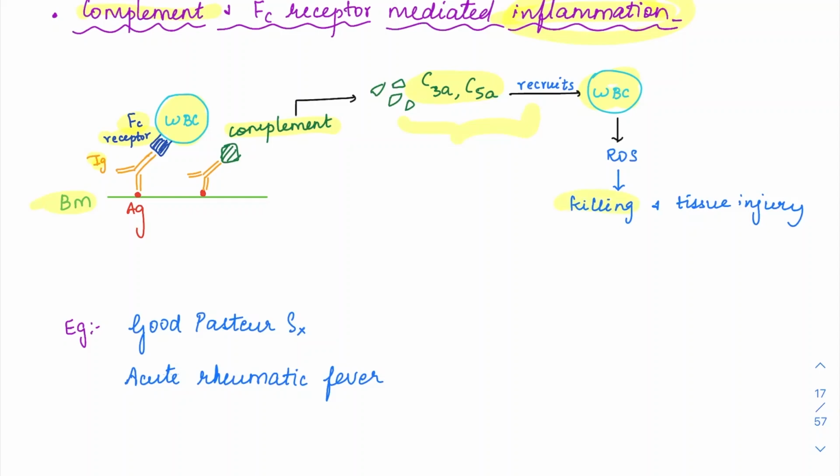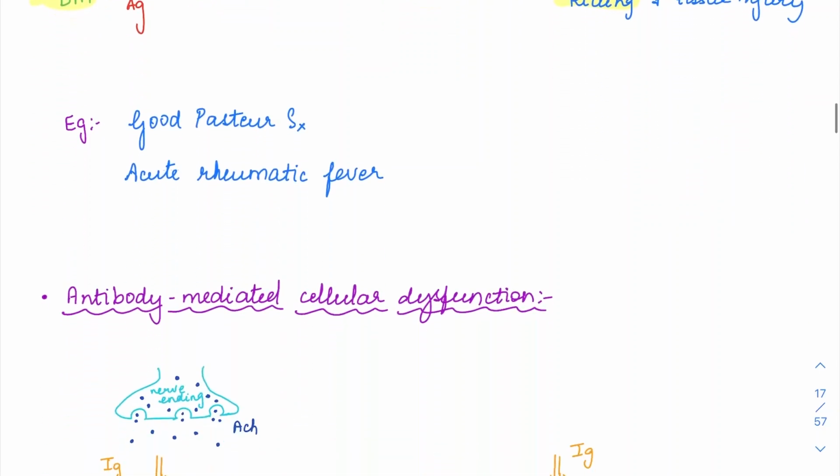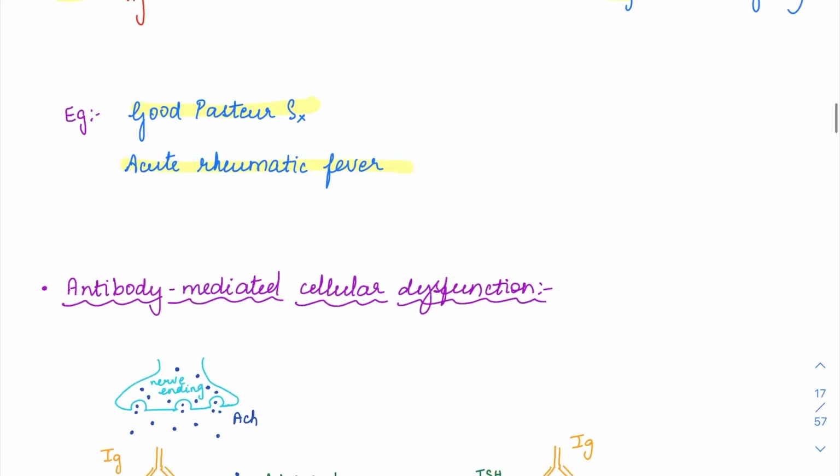In this case, the killing will be of this cell, which is the basement membrane. The basement membrane is going to get damaged. So the best examples of this will be Goodpasture syndrome and acute rheumatic fever. Even in acute rheumatic fever, there was molecular mimicry, right? So the antibodies formed against the streptococcal antigens were causing cross-reactivity, and they were attaching to the various host antigens present on the heart and also on the joints. So the fixed antigens present on the heart and joints are going to be acted upon by the cross-reactive antibodies, and that will result in damage to the heart and joints by complement activation and inflammation.